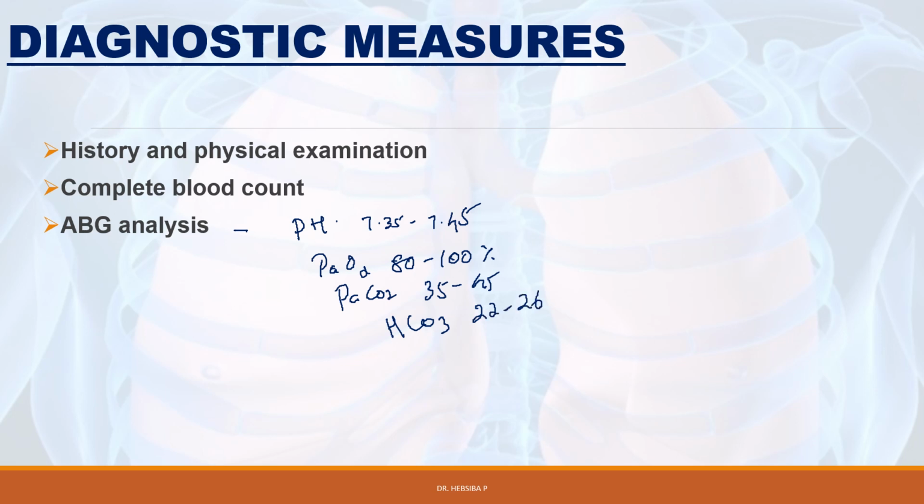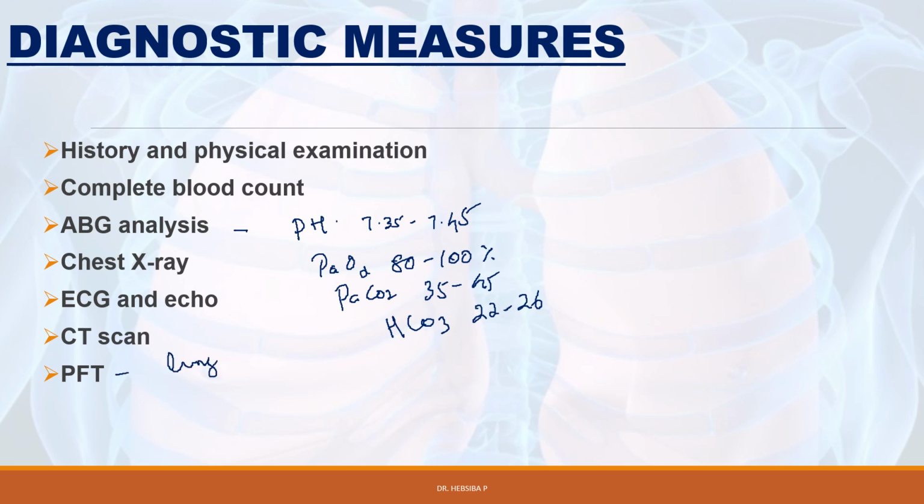When there is a variation in this, that is represented by acidosis or alkalosis features. Then chest X-ray. In the chest X-ray, we can recognize the exact underlying reason for the dyspnea. ECG and echo, that is electrocardiograph as well as echocardiogram. In these, we can identify cardio-related conditions, whether any abnormality is there or not. CT scan, we can clearly picturize the thoracic conditions. And PFT, that is pulmonary function test. In the pulmonary function test, we recognize the lung capacity and all.